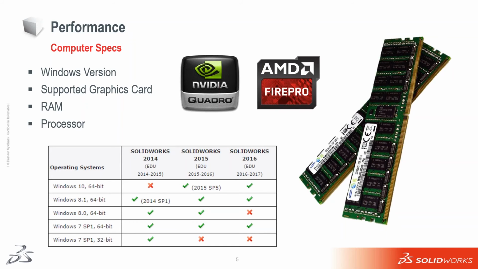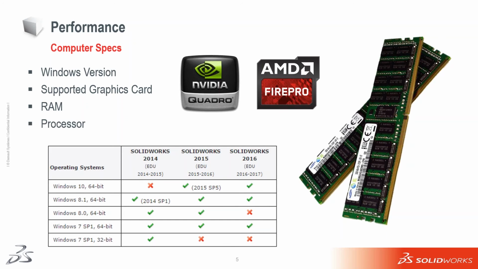You can see the rest of the list there where we began support for Windows 8.1 with 2014 SP1, support for Windows 8.0 was discontinued after 2015. Windows 7 SP1 64-bit, which is pretty much what everybody's running out there nowadays. It's pretty much the standard. SOLIDWORKS has had support for it for a while and is continuing to keep support on it.